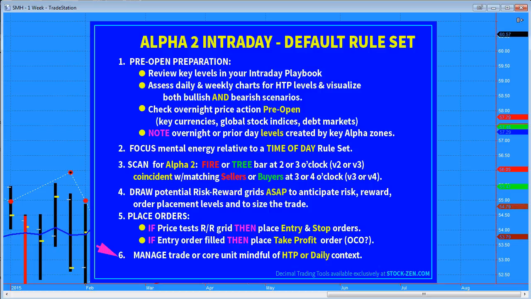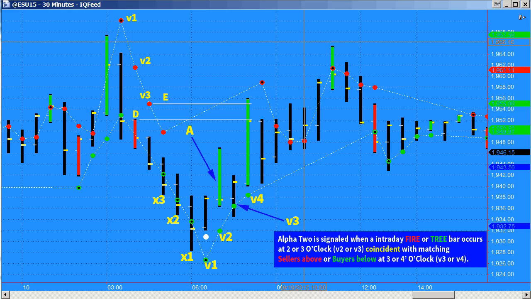Finally, you manage the trade or core unit if you're trying to let a profit run. Outlying intraday profits often develop as handoffs occur between intraday price action and higher time frame price levels, and this is where your preparation relative to time frames above the intraday pays off. So let's put this rule set to work.